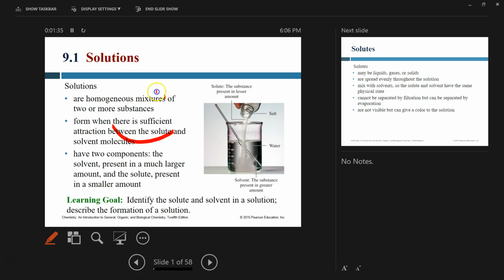Solutions are homogeneous mixtures. You remember we were talking about homogeneous mixtures, the ones that cannot be separated by simple physical methods like filtration or sedimentation. So solutions can be formed when the molecules of solvent form significant attractive forces with the molecules of solute.